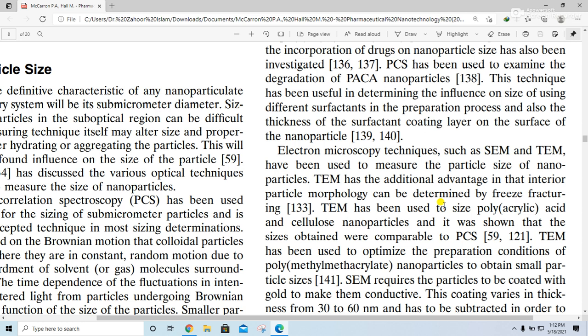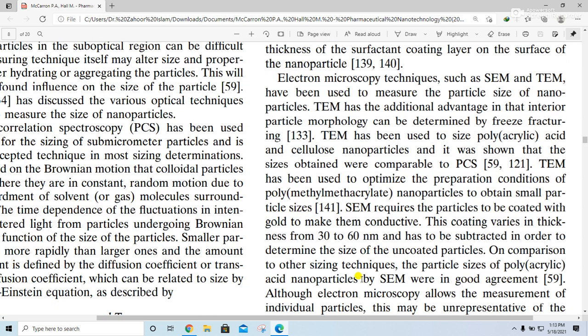Transmission electron microscopy has been used to size polyacrylic acid and cellulose nanoparticles, and it was shown that the sizes obtained were comparable to PCS. TEM has been used to optimize the preparation conditions of polymethyl methacrylate nanoparticles to obtain a small particle size.